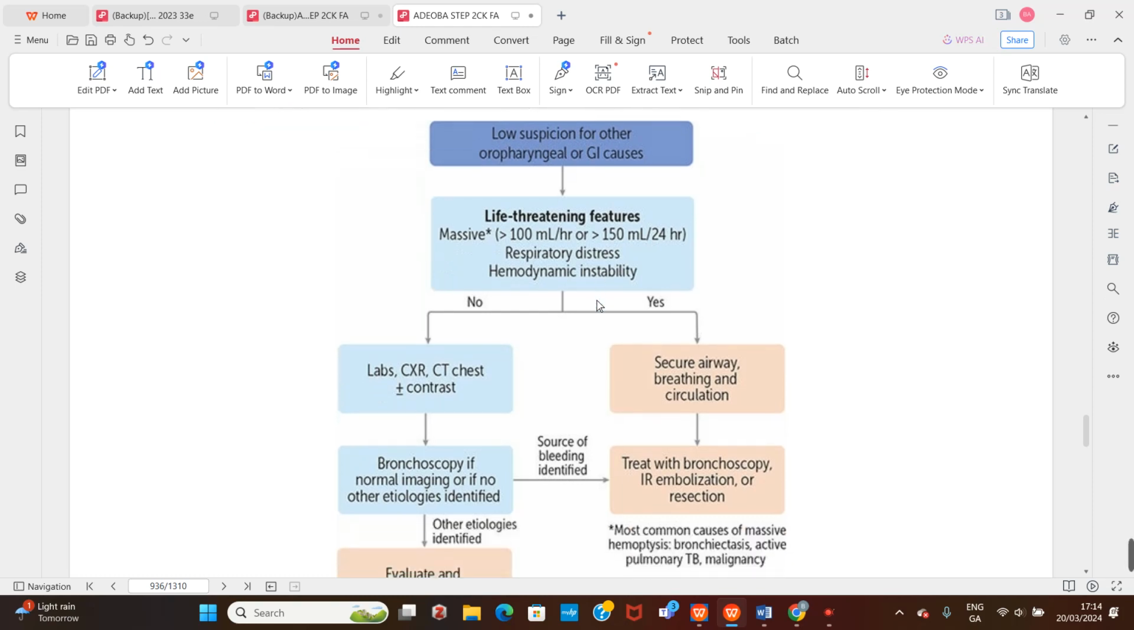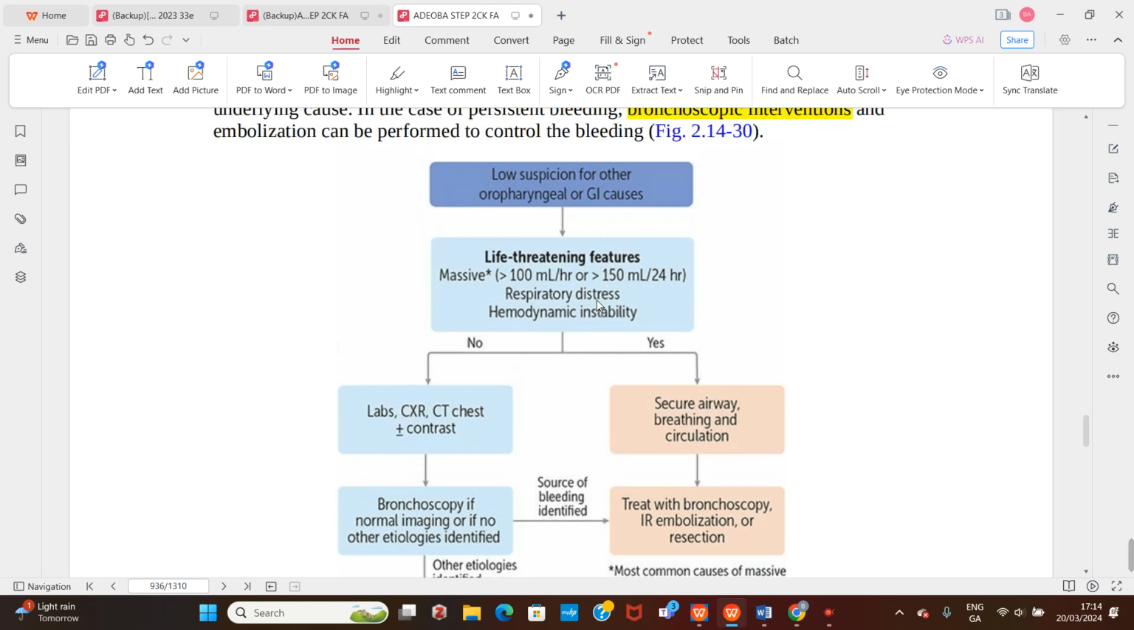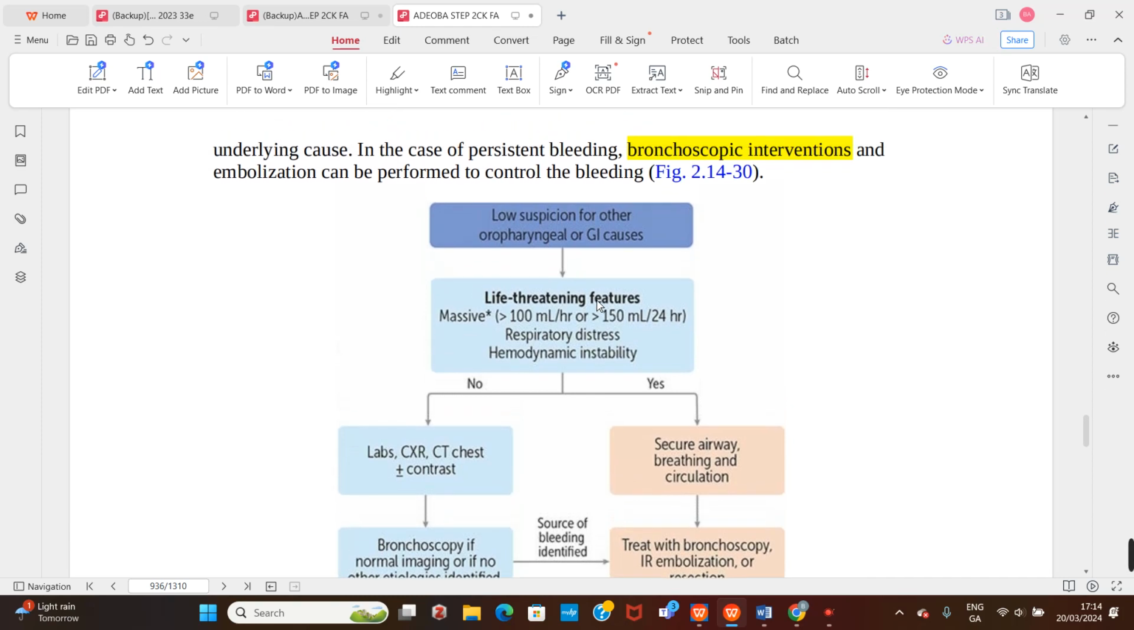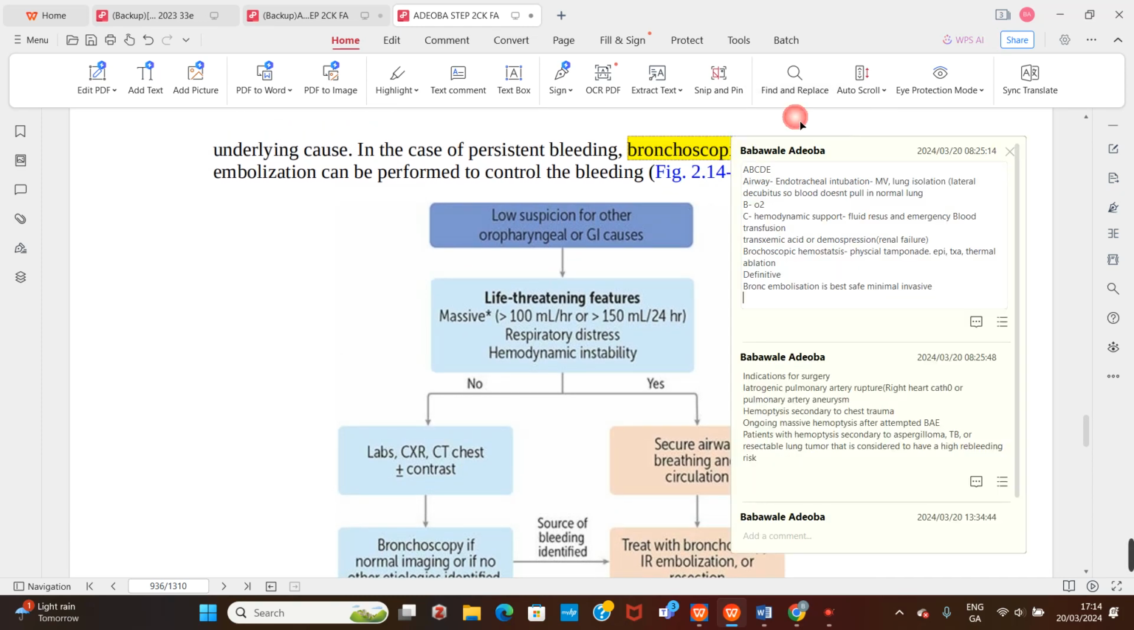Now, look at the airway. Is the person able to communicate with you? Can the person talk? So that you can assure that this airway is patent. If the airway is not patent, you quickly want to secure that airway. So you want to do your endotracheal intubation, and you want to place the person in the lateral decubitus position. What you are doing is lung isolation.